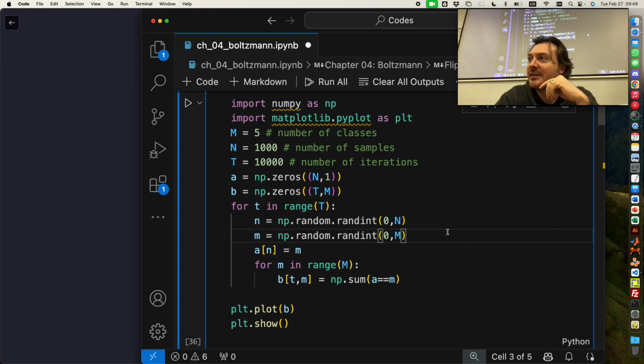Any questions? Yes. What's the purpose of summation? The summation is telling you, so basically it's summing over M. For example, it says how many A's are equal to 0? How many A's are equal to 1? How many A's are equal to 2? Okay, let me just run it.